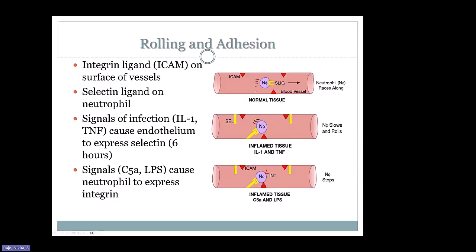So neutrophils have something called selectin ligands on their surface. And the selectin ligands can bind to the selectins on the surface of the blood vessel. Besides that, they have another surface molecule called integrins. And the integrins can bind to the integrin ligands, or ICAMs, on the surface of the blood vessel wall. So selectin ligands and integrins are on neutrophils, and integrin ligands and selectins are on the blood endothelial wall.